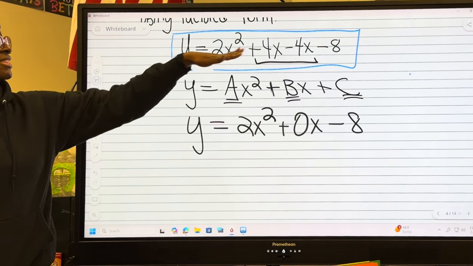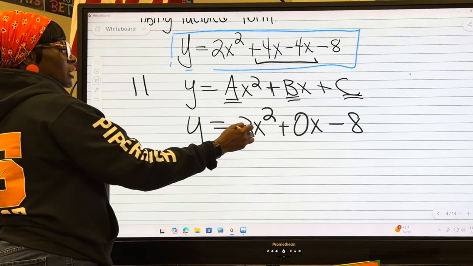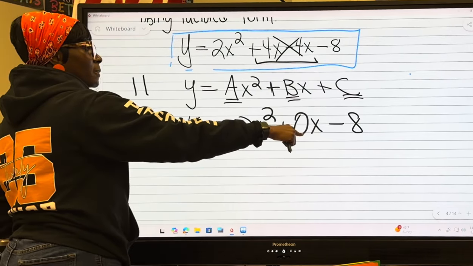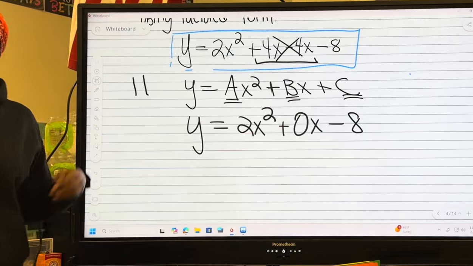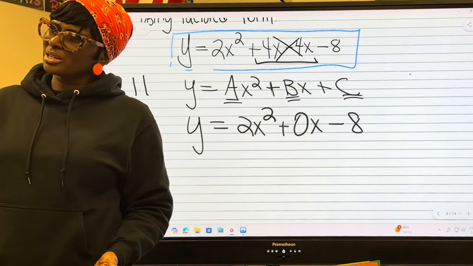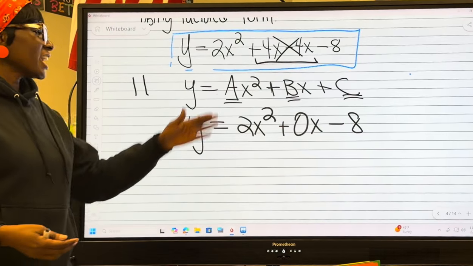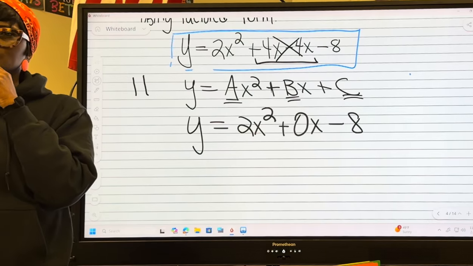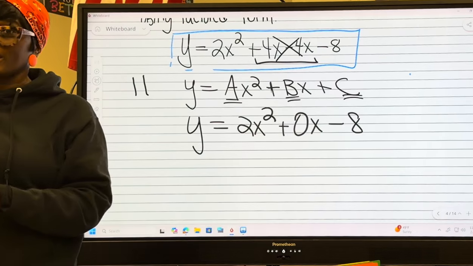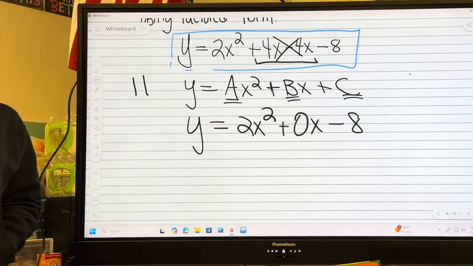Does that make sense that this becomes this? 2x squared. Positive 4x and negative 4x cancels out. Become what? 0x, right? Because what's 0 times x? 0. Do I really need it there? No, because what's going to happen to them? They're going to cancel out. Are y'all with me? Is 0x the same thing as x? No. 0x is 0 x's. X is 1x. Are you following? And then I have what? Negative 8. Is everybody following me?